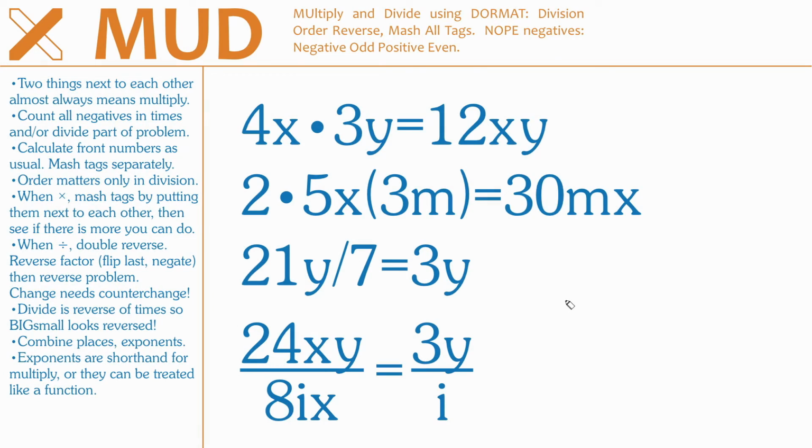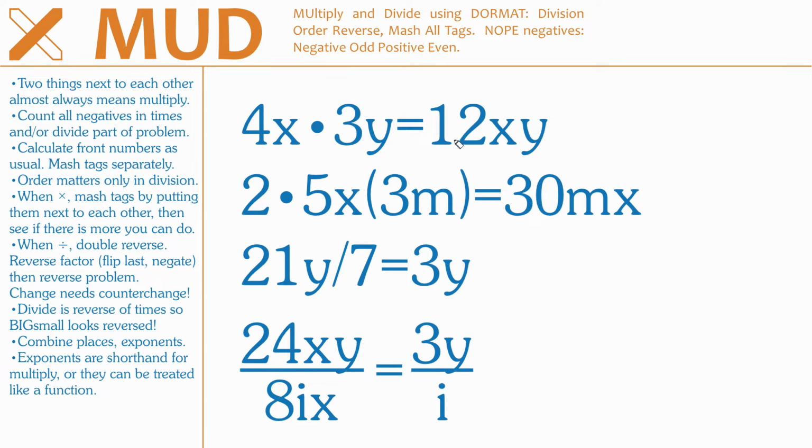We are still looking at MUD, multiply and divide using DOORMAT, division order reverse, mash all tags. And that is the focus of this part. We calculate the front numbers as usual. We mash the tags separately. So here's some examples of what I mean, and here's some more explanation. When we're multiplying, mash the tags by putting them next to each other, because putting things next to each other just means multiply. Then you can see if there's more you can do.